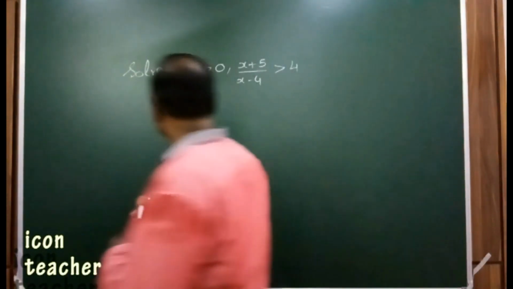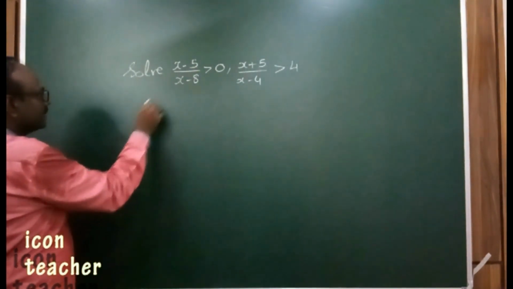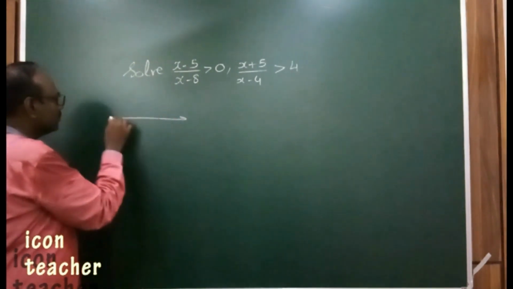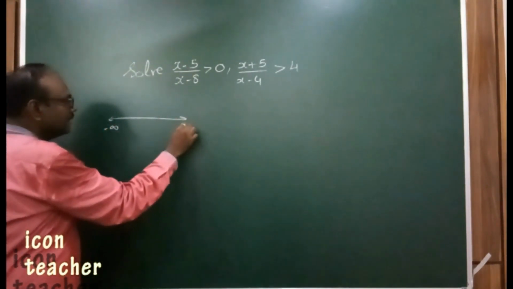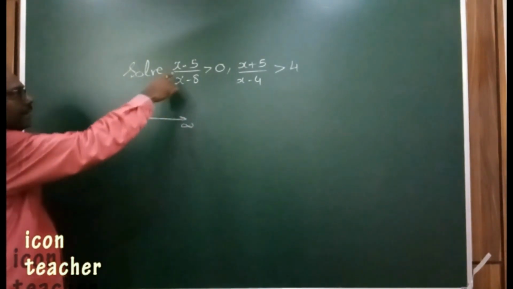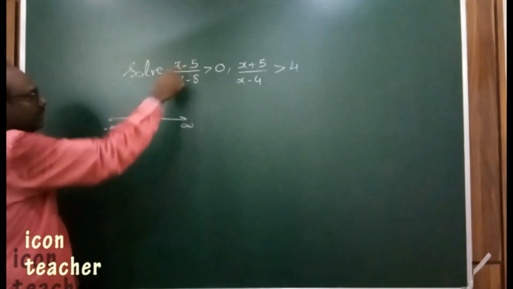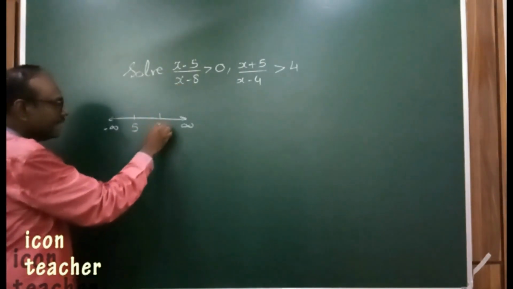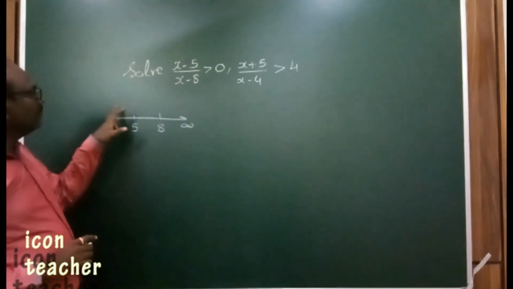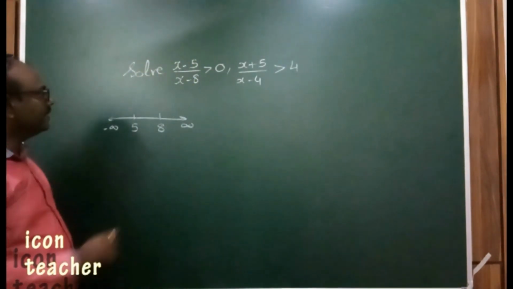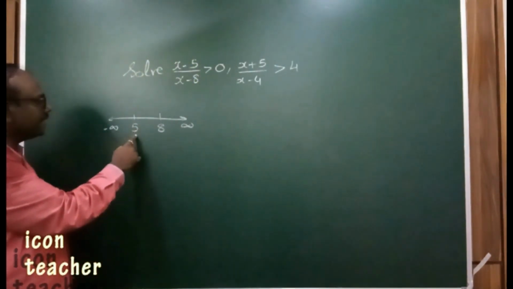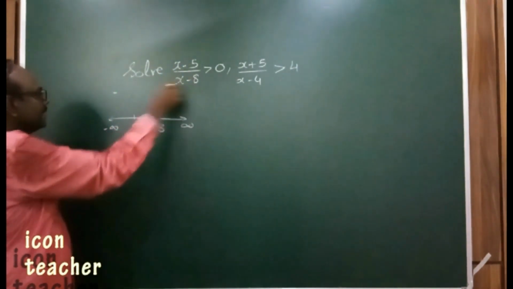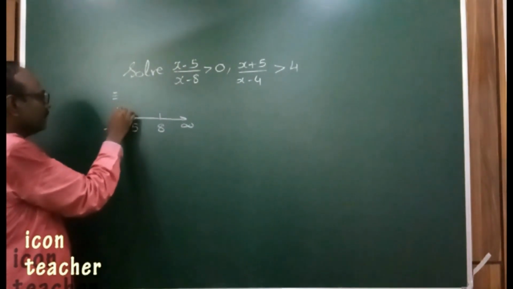Let's solve the problem. Let us take the first inequality, (x minus 5) by (x minus 8) greater than 0. We make use of the number line, from minus infinity to infinity. In order to solve using the number line, make the factors 0: x minus 5 equal to 0, x equal to 5; x minus 8 equal to 0, x equal to 8. Now we have to check in what intervals this condition is satisfied. Choose a value between minus infinity and 5, say 0. 0 minus 5 is negative, 0 minus 8 is also negative, negative by negative is positive.